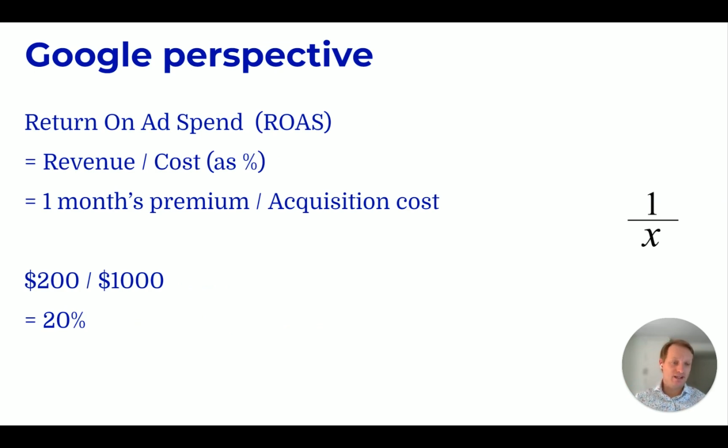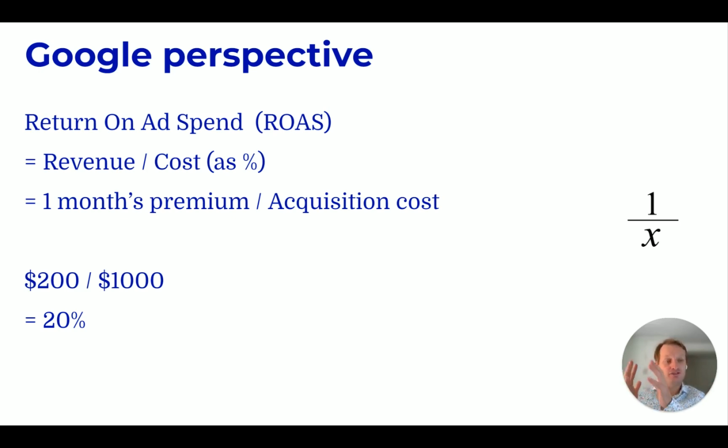So Google Ads doesn't have P factor bidding inside it, but its definition or the functionality that you can use for P factor is what they call return on ad spend. So it's the ROAS. And how that is expressed is revenue divided by cost. So if you take 1 month's premium and you divide it by the acquisition cost, and in this instance it's the $200 divided by $1,000, you get a percentage, and in this instance it's 20%.